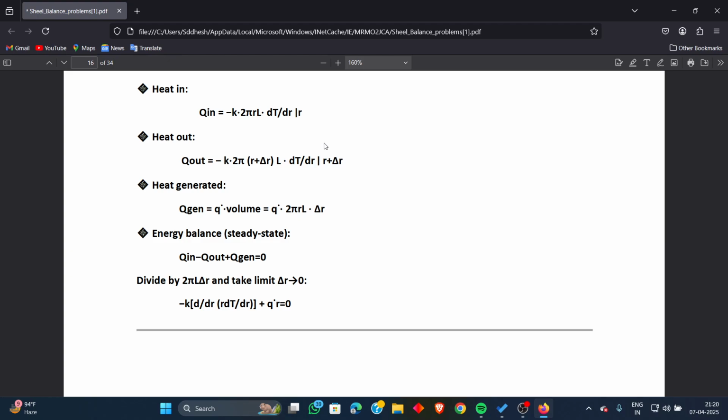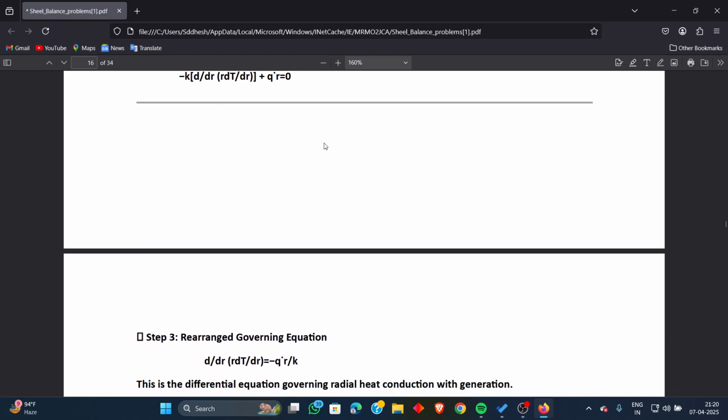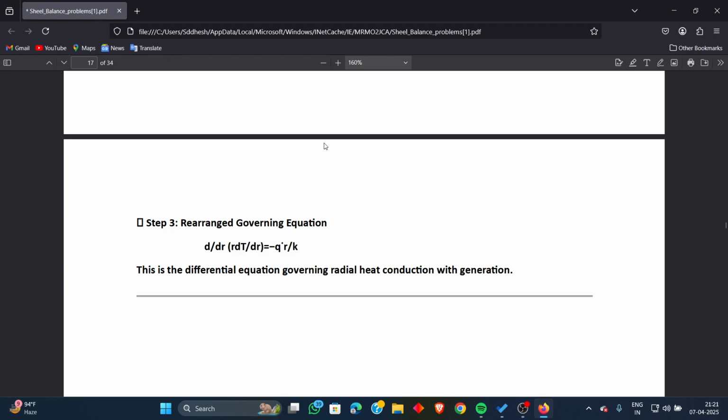This is a very basic one. It's a concept, so we have to use that concept here. Divide by 2 pi L delta R and take the limit delta R tending to 0, we get minus K d by dr of (R dT by dr) plus Q dot R is equal to 0. Let's move to step 3. Rearranged governing equation.